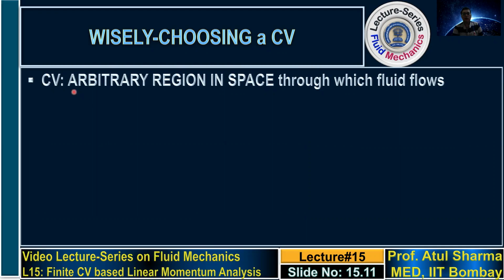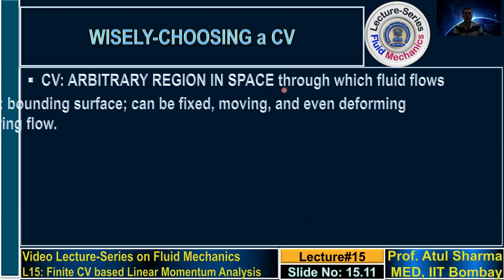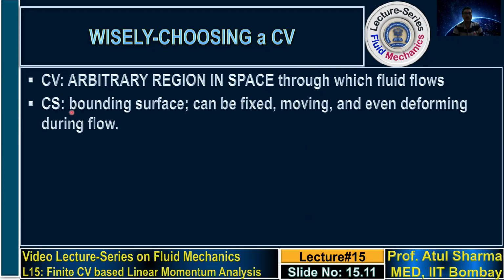What is a control volume? A control volume is an arbitrary region in space through which the fluid flows. And what is a control surface? It is the surface that is bounding the control volume. And this control surface can be fixed or moving, as I have shown for the moving aeroplane case, where it is moving with a constant velocity.